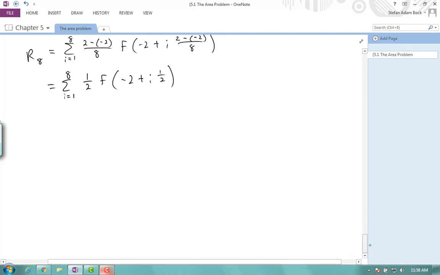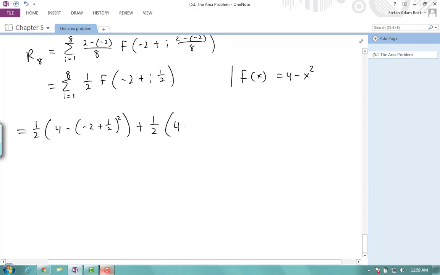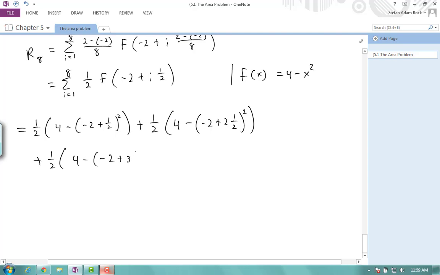And there's a couple of ways I could go about it from here, but since f of x is equal to 4 minus x squared, that means I would have to do 1/2 times 4 minus negative 2 plus the first term, 1/2 squared, plus 1/2 times 4 minus the second term, this is negative 2 plus 2 times 1/2 squared, plus 1/2, 4 minus... This is going to take a while to write out, so let's speed this up.